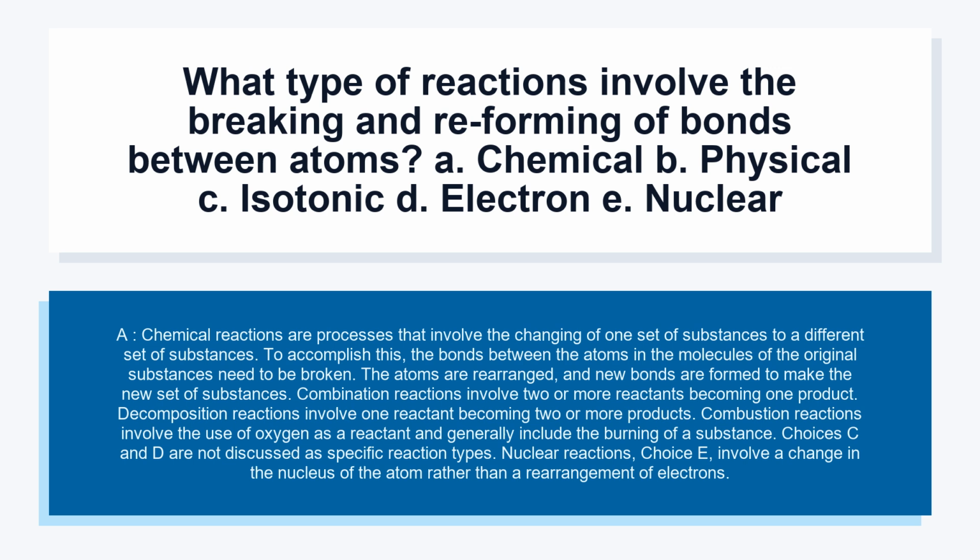Combination reactions involve two or more reactants becoming one product. Decomposition reactions involve one reactant becoming two or more products. Combustion reactions involve the use of oxygen as a reactant and generally include the burning of a substance. Choices C and D are not discussed as specific reaction types. Nuclear reactions, choice E, involve a change in the nucleus of the atom rather than a rearrangement of electrons.